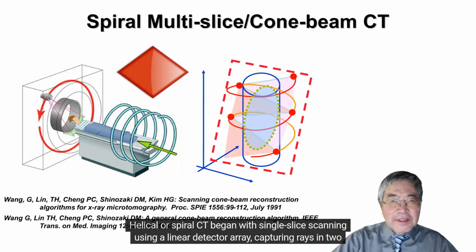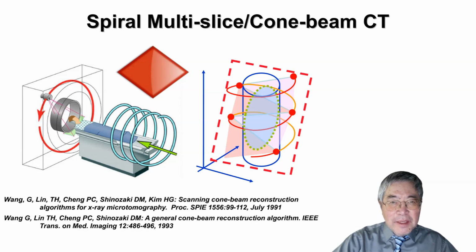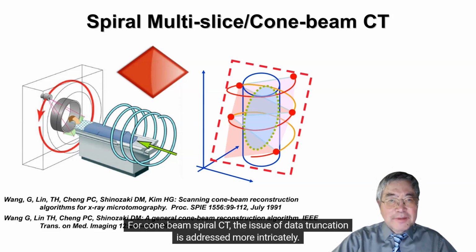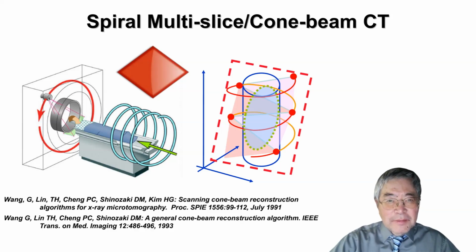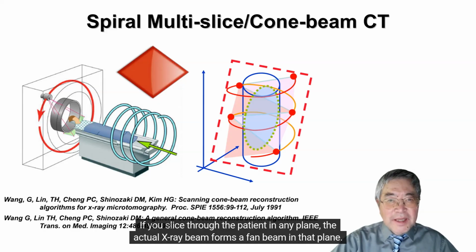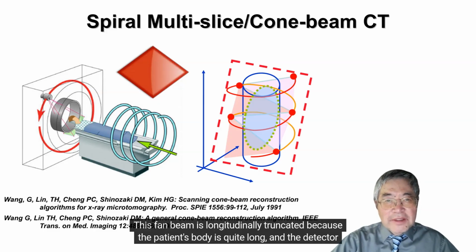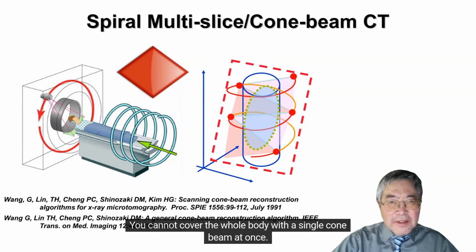Helical or spiral CT began with single-slice scanning using a linear detector array capturing rays in 2 dimensions. Expanding this, cone beam helical spiral CT was developed. For cone beam spiral CT, the issue of data truncation is addressed more intricately. If you slice through the patient in any plane, the actual X-ray beam forms a fan beam in that plane. This fan beam is longitudinally truncated because the patient's body is quite long, and the detector size limits the coverage. You cannot cover the whole body with a single cone beam at once.